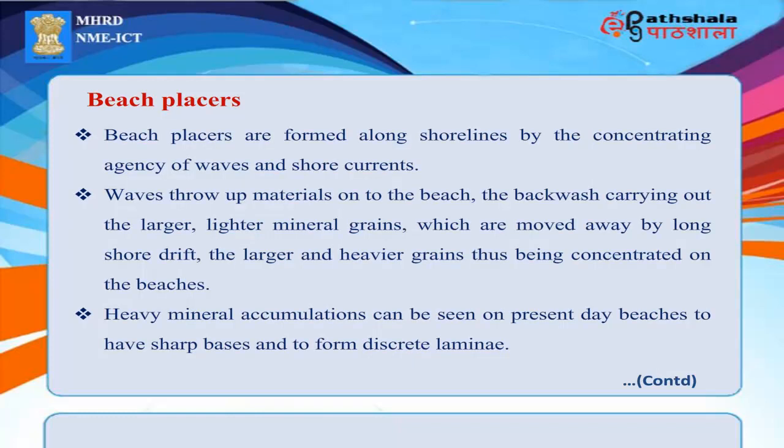Beach placers are formed along shorelines by the concentrating agency of waves and shore currents. Waves throw up materials onto the beach, the backwash carrying out the larger, lighter mineral grains, which are moved away by longshore drift, the smaller and heavier grains thus being concentrated on the beaches.